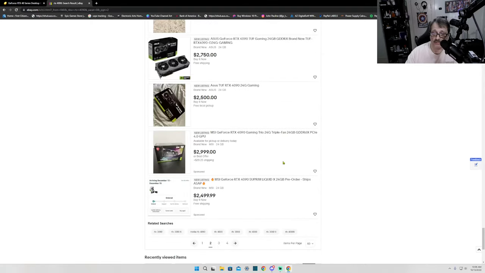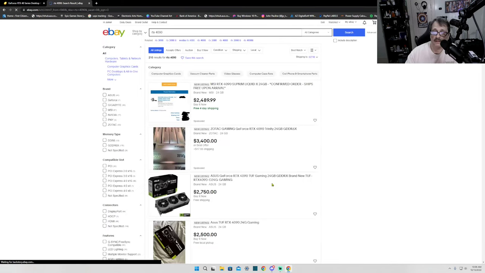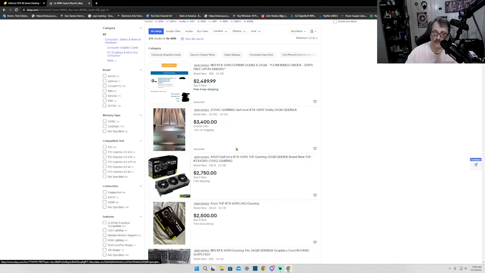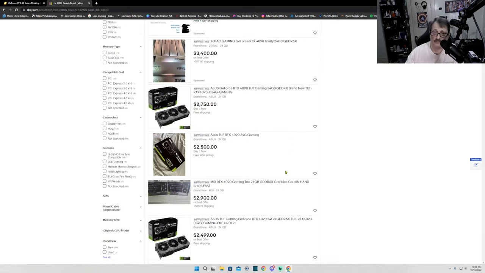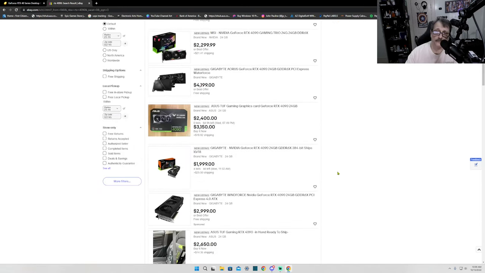Everything's still under the $3,000. I'm sure there's some stupid prices in here. Well, they're all stupid as far as I'm concerned. $34 for a Zotac. I really do like how they changed it. I think the design is incredible. They're gorgeous compared to their 30 series. What a difference. But $34? Wake up.